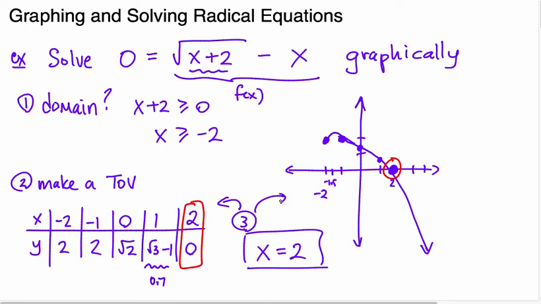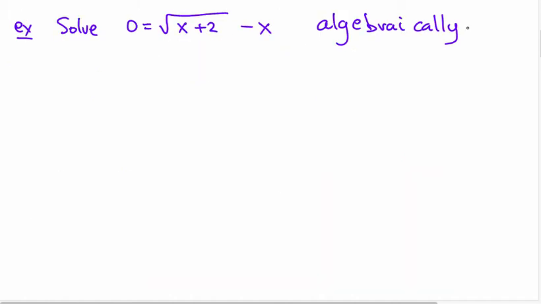Now if it didn't cross perfectly on the x-axis at exactly 2, then I'm going to have to use estimation or just try and guess where it is, which is why an algebraic approach is so much better in a lot of ways. So let's see if we can generate the same solution taking a look at this from an algebraic approach. So exactly the same question algebraically. First step here is to isolate the radical to one side of the equal sign.